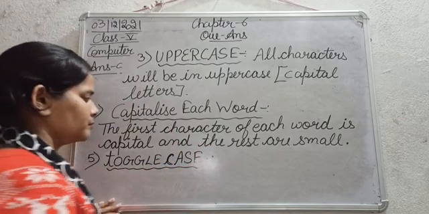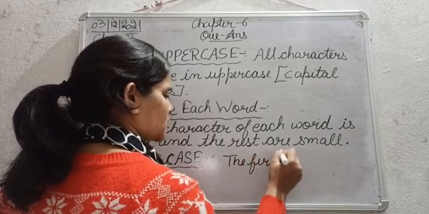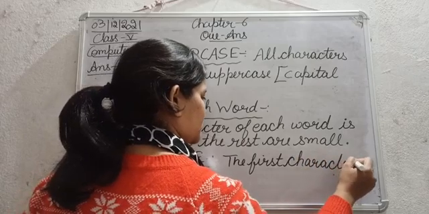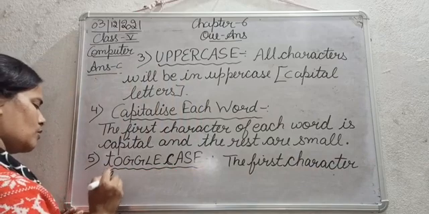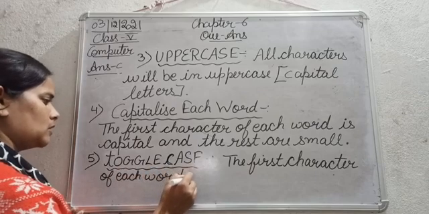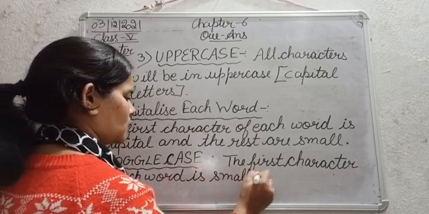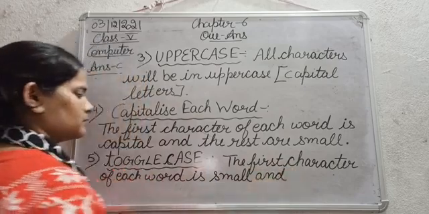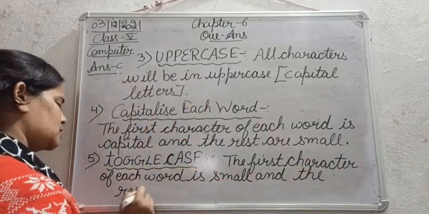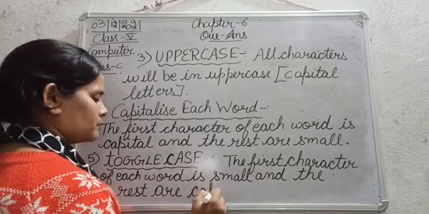So write down: the first character of each word is small and the rest are capital.